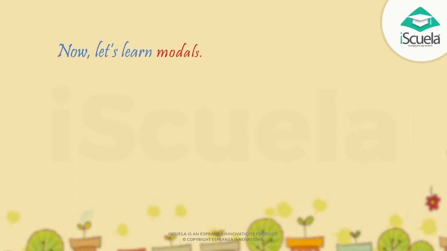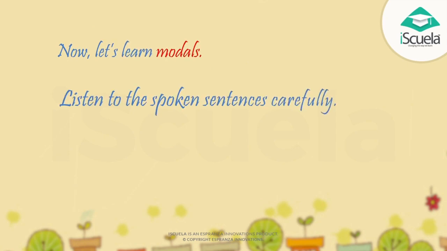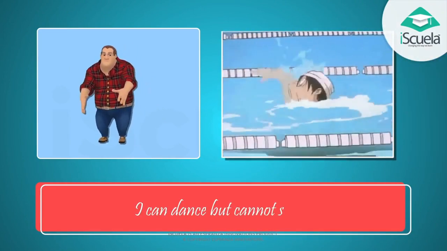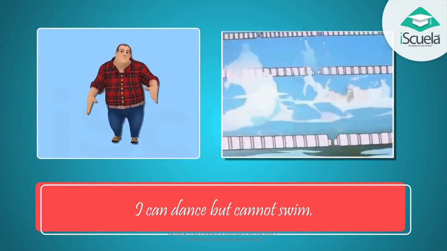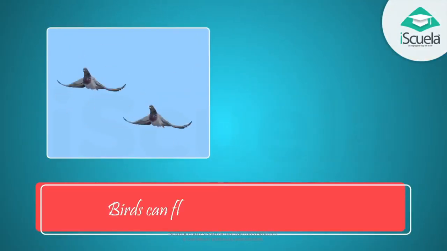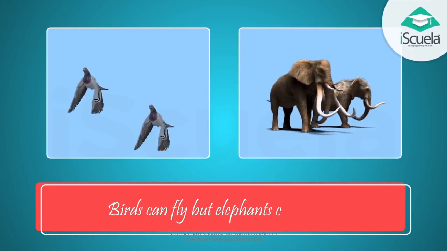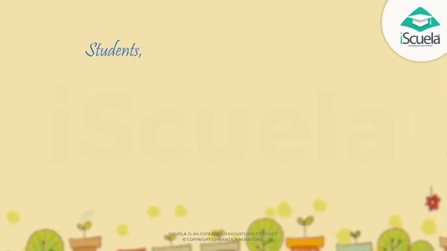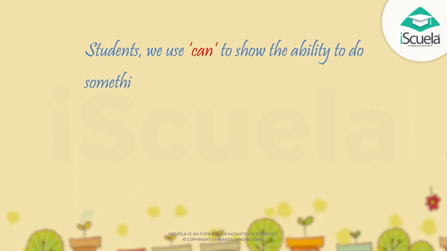Now let's learn modals. First of all, listen to these spoken sentences carefully. I can dance, but cannot swim. Birds can fly, but elephants cannot fly. Students, we use can to show the ability to do something in the present.